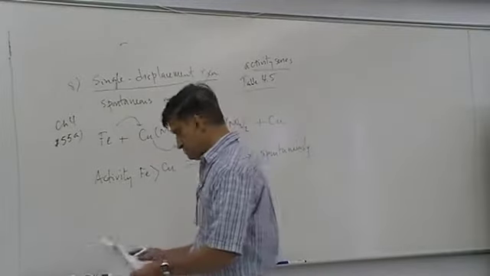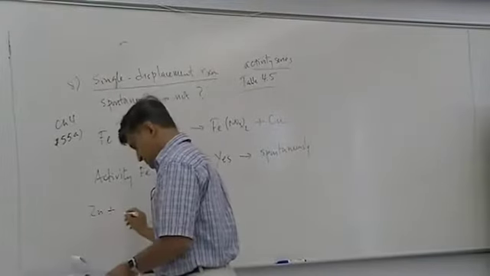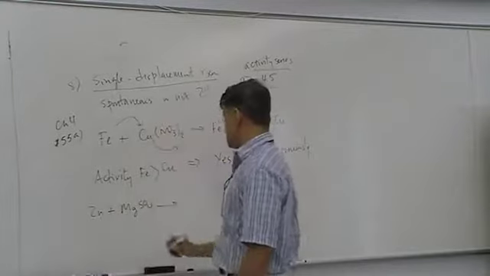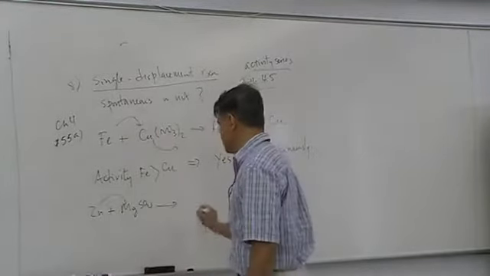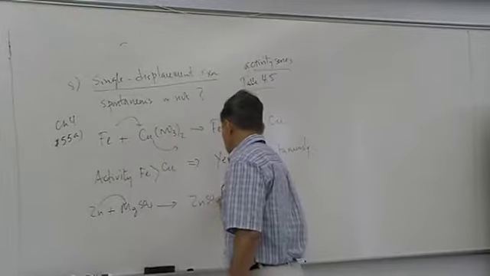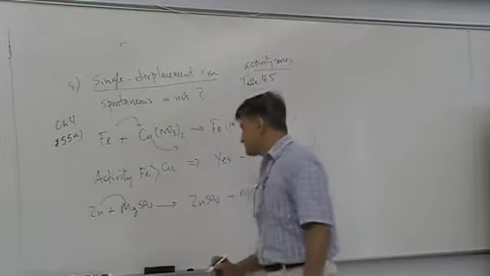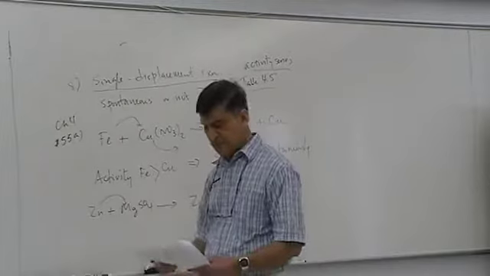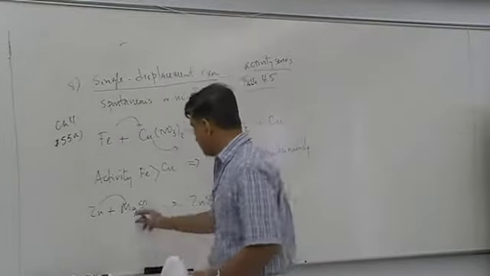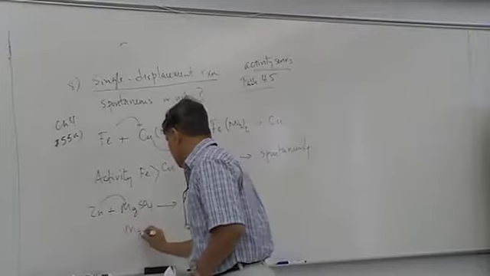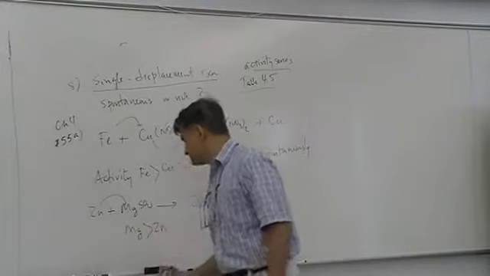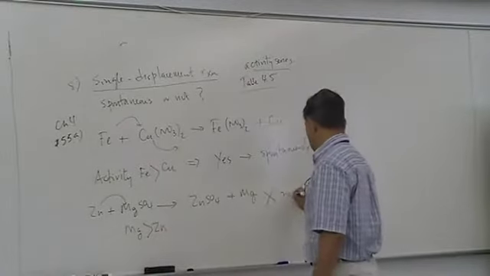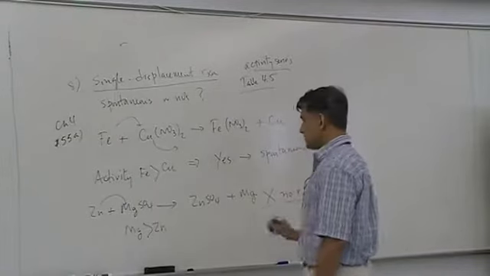Let me give you another example. Zinc plus magnesium sulfate. If you expect a single displacement reaction, then zinc is going to take the place of magnesium. Then you get zinc sulfate and magnesium will be pushed out. Is it possible? In order for this to be possible, zinc has to be more active than magnesium. But in reality, that's not the case. Magnesium is on top of zinc, so the activity of magnesium is greater than the activity of zinc. What that means is this reaction cannot happen. No reaction. So it cannot happen spontaneously.